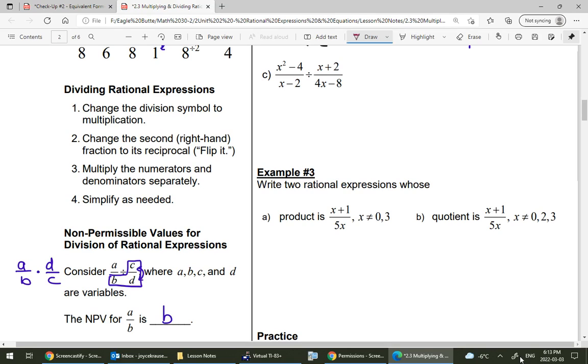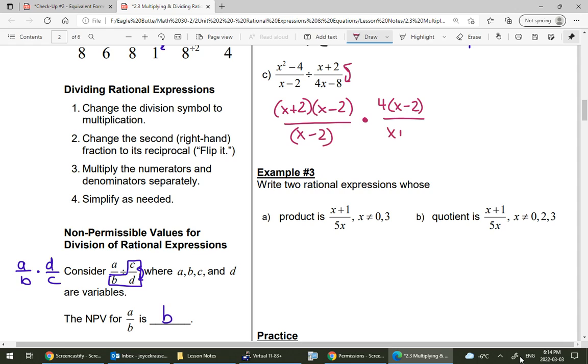Taking a look at our next example, we're going to do the same thing. We're going to factor, we're going to flip, do our NPVs, and then hack and slash. So again, two terms, that means two options. This one is a difference of squares. So x plus 2, x minus 2, all divided by x minus 2. And then times, we're going to flip these, pull out a 4, we're left with 4 times x minus 2, and on the bottom, x plus 2. Again, we're looking at the L. So x cannot be positive 2, x cannot be negative 2, and those are our restrictions, plus or minus 2.